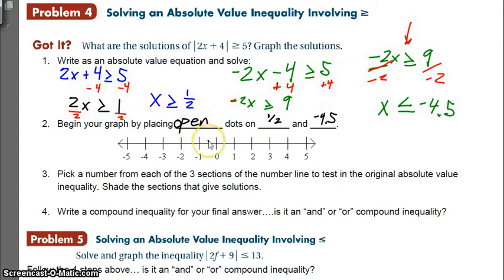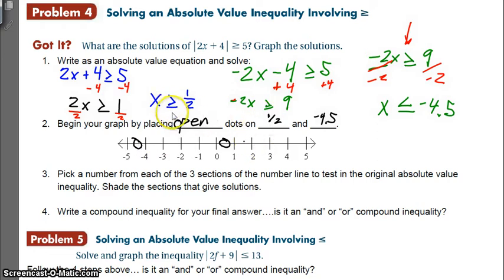So come out here to negative 1/2, and then, sorry, we're at positive 1/2, negative 4.5. So positive 1/2, then a negative 4.5. Alright, then we got to decide what direction.